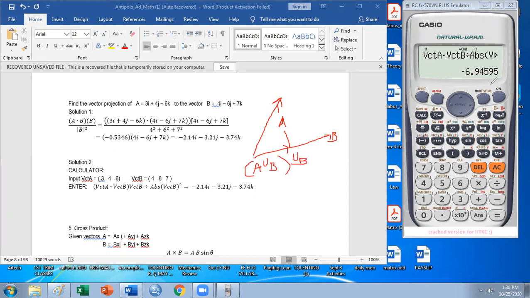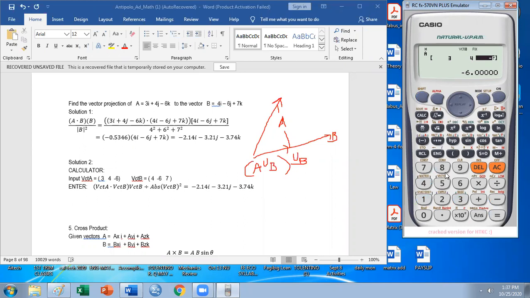So to do that, using your calculator, you can use the dot product first. You can compute that and then multiply it by the unit vector. To do that using your calculator, go to mode 8, 1, 1. Input our vector again: 3, 4, negative 6.